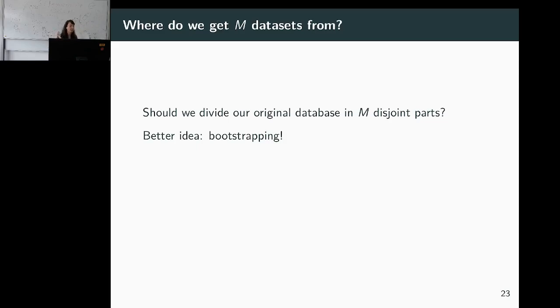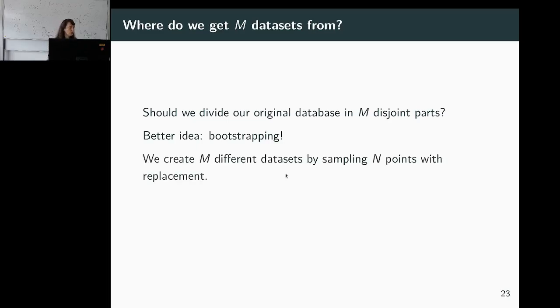We will basically be lying to ourselves into doing something with what we already have, and thinking about it as if it would help us to achieve something which we cannot actually achieve. So it will help, like, a lot. You will see. So this is why it's called bootstrapping. And bootstrapping means we can create our m different data sets by sampling n points with replacement.